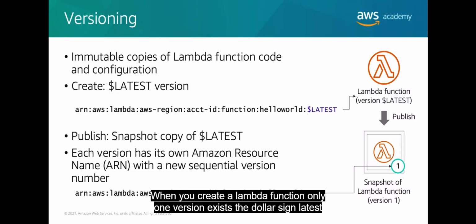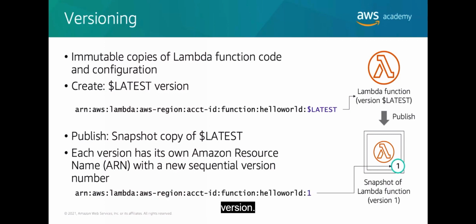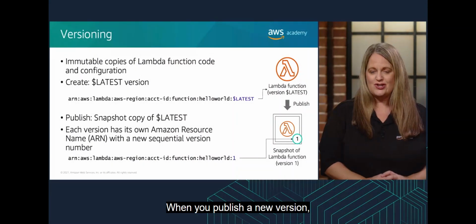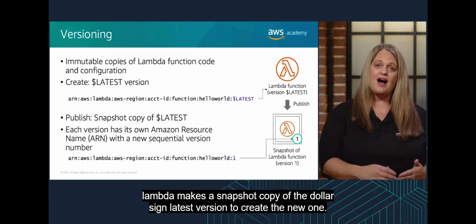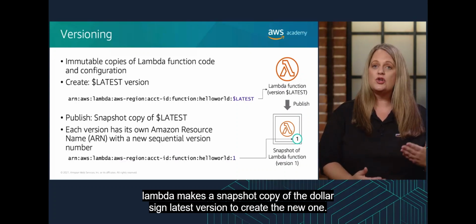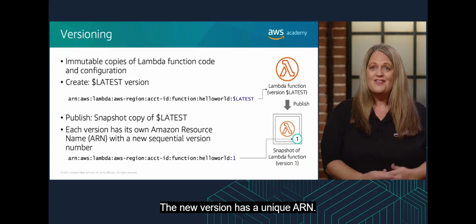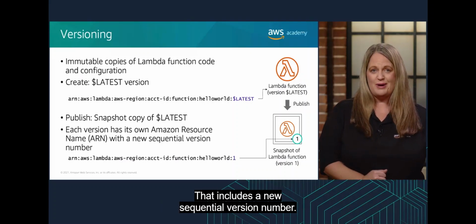When you create a Lambda function, only one version exists, the $latest version. You can refer to this function by using its Amazon resource name, or ARN. When you publish a new version, Lambda makes a snapshot copy of the $latest version to create the new one. The new version has a unique ARN that includes a new sequential version number.